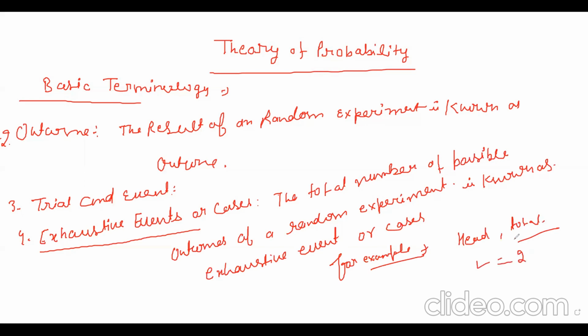If we toss one coin, there are two. But if we toss two coins, there may be four possible outcomes. Both may be tail, both may be head, first may be tail and second head, or first head and second tail. So there are four possible outcomes. These are known as exhaustive events or cases. The next one is favorable events or cases.